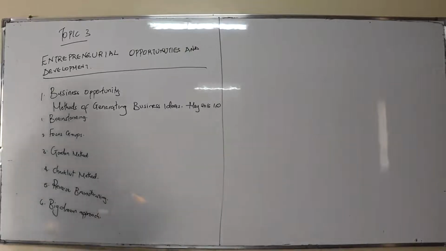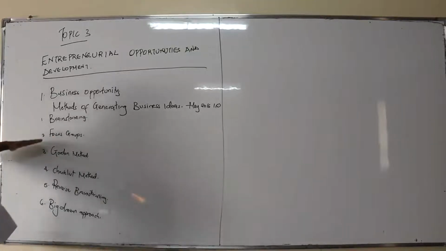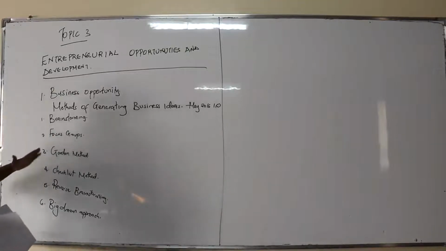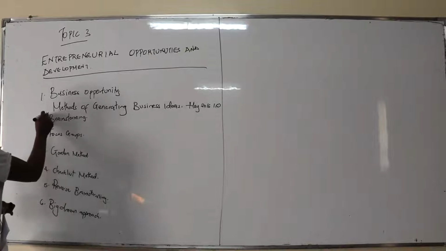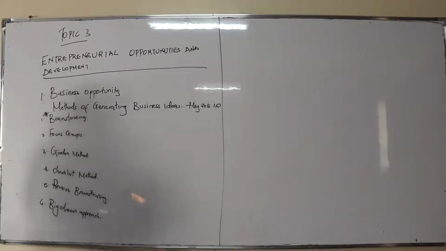In our previous class, we covered various methods which we use to generate ideas: brainstorming, the focus group, the cordon method, the checklist, reverse brainstorming, and the big dream approach. I'm just going to give a brief explanation, but I'll major on brainstorming because I've seen so many questions coming from brainstorming.